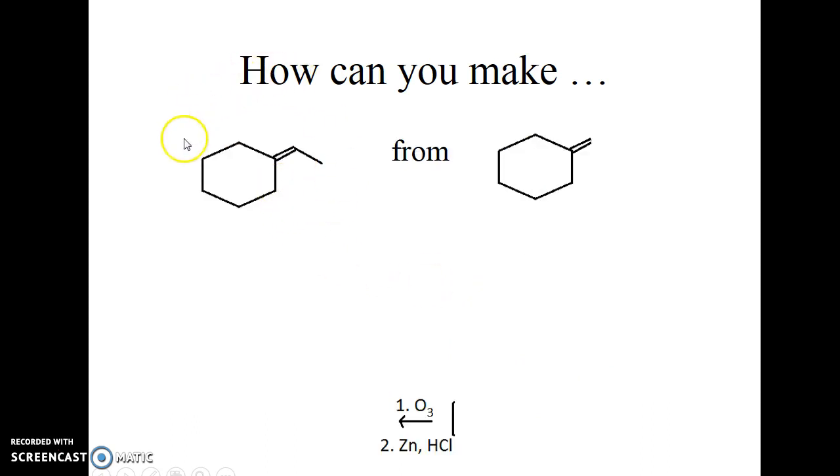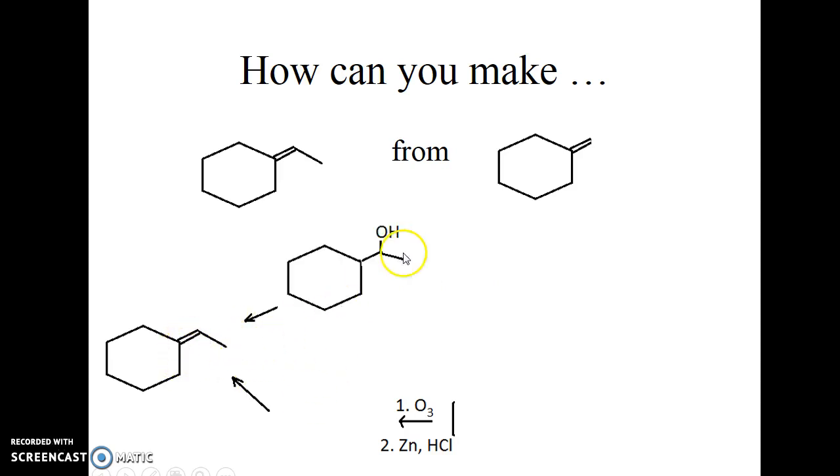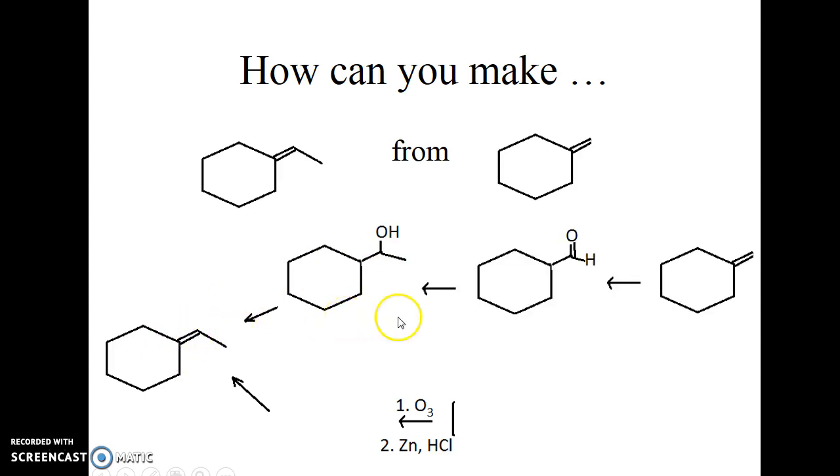How can you make this alkene from this alkene? Well, there's a couple of ways that you can do this. There are two pathways that I see. One is you get the alcohol and dehydrate it to make this more substituted alkene, or you can come from this ketone and use the ylide.